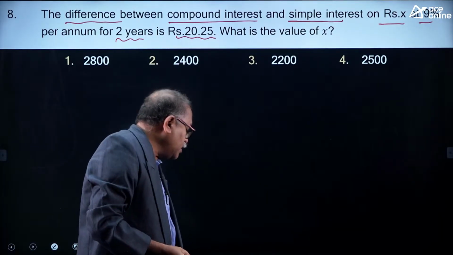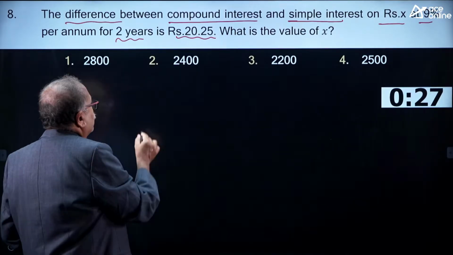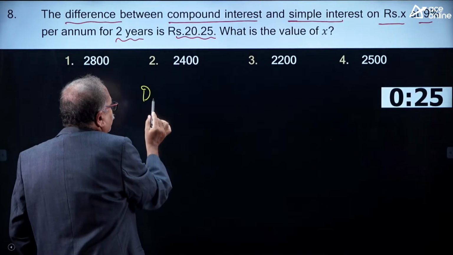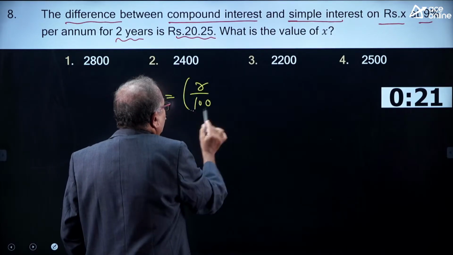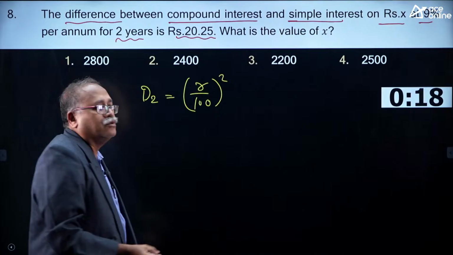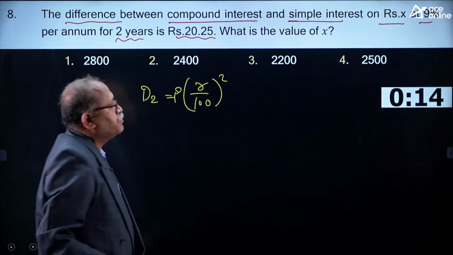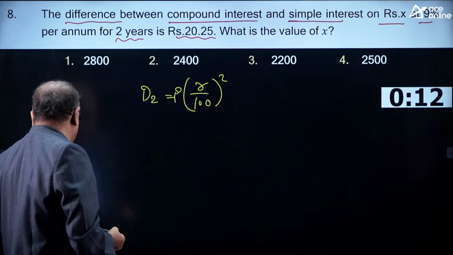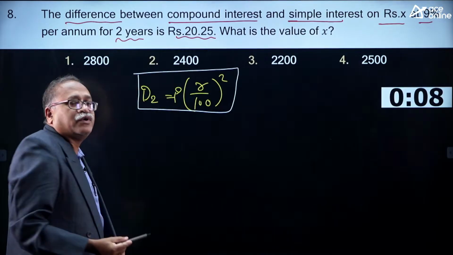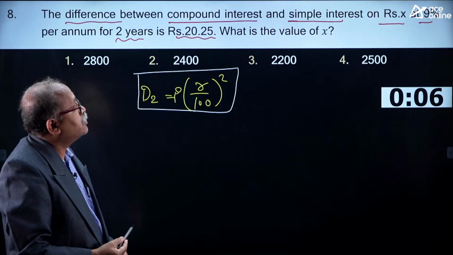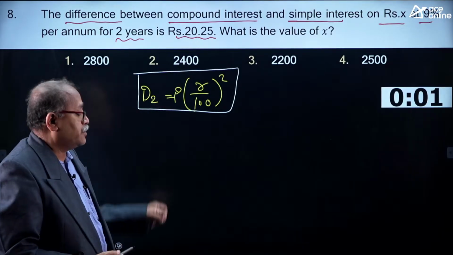So, will you please answer the question. There is a small formula, if you do not mind you can remember this one. The difference for 2 years is equal to P into r by 100 to the whole power 2. We remember so many formulas, you can remember this also, because the principal is not given to us. I need to find out P here.